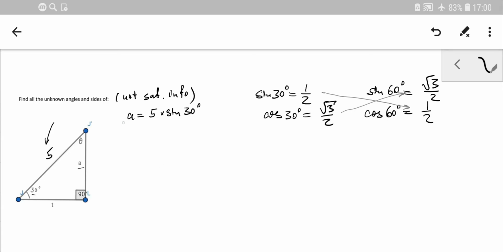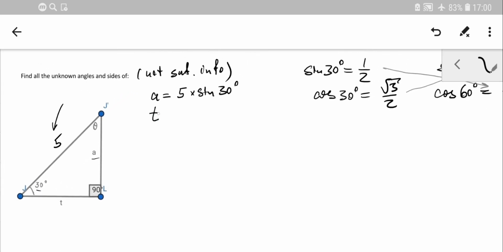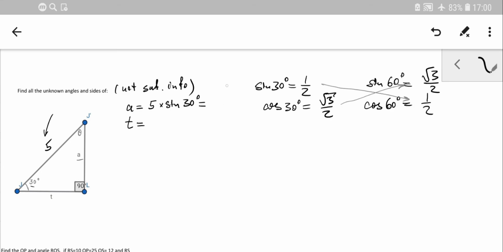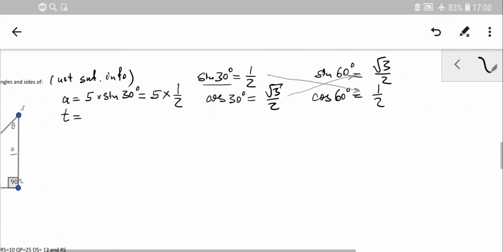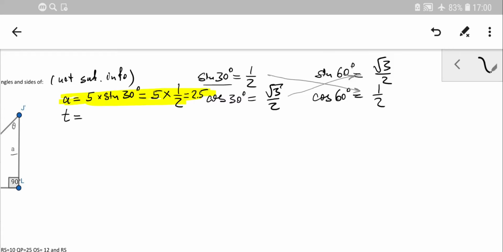So next, that was stage 4A. Next, let's try to find t. In the same manner, oh yeah, by the way, we need to calculate A. So 5 times sine 30, where sine 30 is 1/2. Okay, and we finally get the value for A, which is 2.5. Okay, that's the value for A. So 2.5. All right, let's go next.